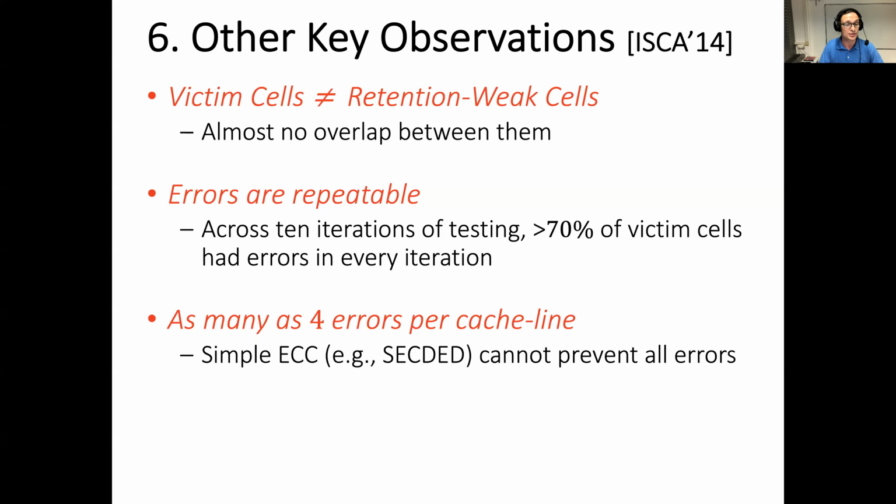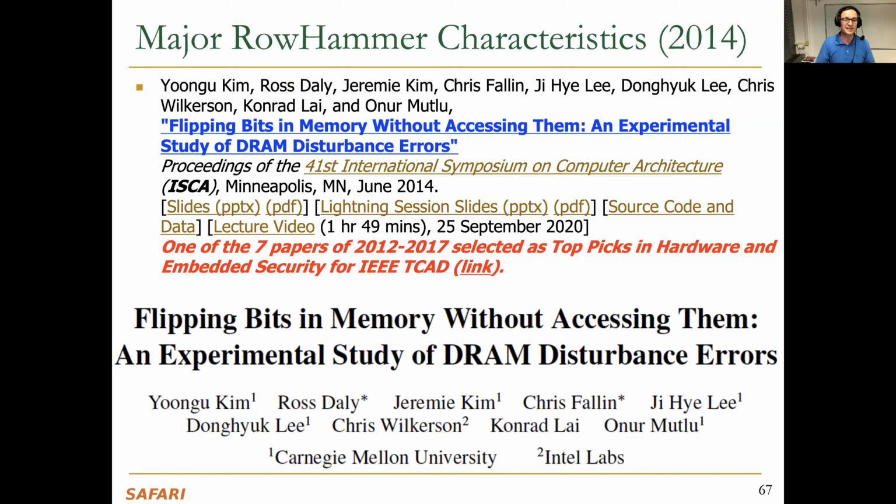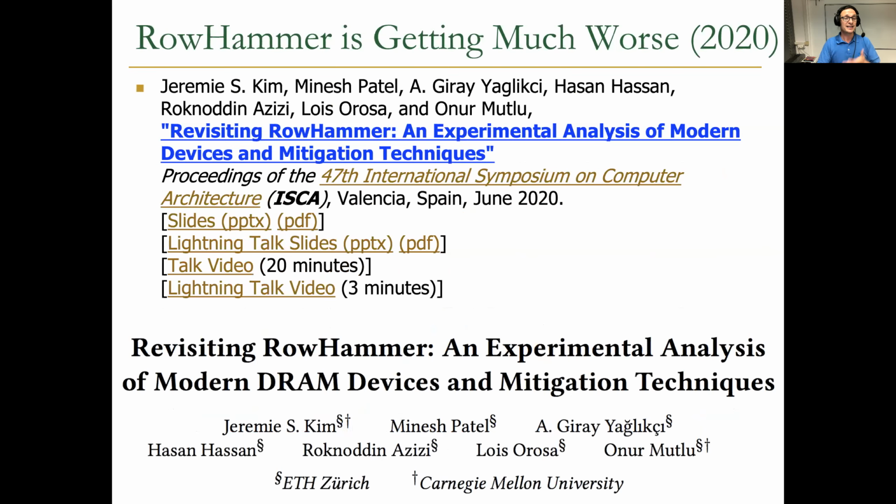So error correcting codes, actually simple error correcting codes, do not prevent RowHammer bit flips, at least not all of them. And cells are affected by two aggressors on either side, so you can have double-sided hammering. If you're interested in more results, our original paper has a lot more, and I'd refer you to that. And more recently, we showed that RowHammer is getting worse.